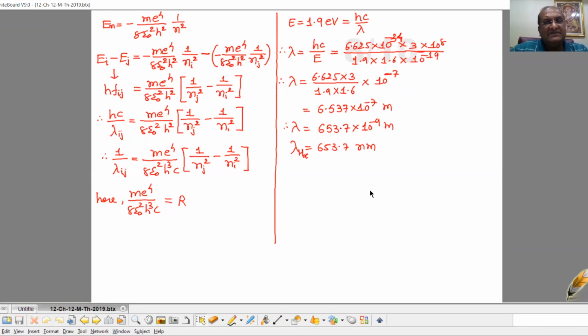Suppose first we think about the Balmer series. The equation for the wavelength in the Balmer series is 1 upon lambda equal to R into (1 upon 2 square minus 1 upon n square). Clear? So the base orbit is the second one, and n value, suppose we take 3, 4, 5. It implies that if the transition of the electron takes place from 3 to 2, 4 to 2, then when the transition takes place from 3 to 2, we get the H alpha line of the Balmer series, with wavelength 6563 angstrom. Now see here.